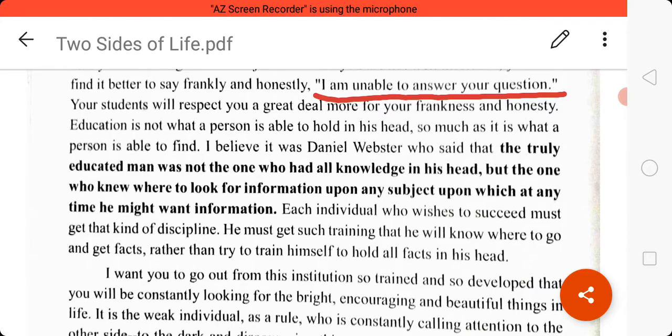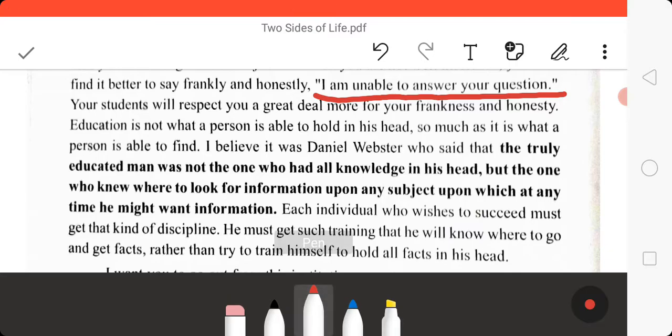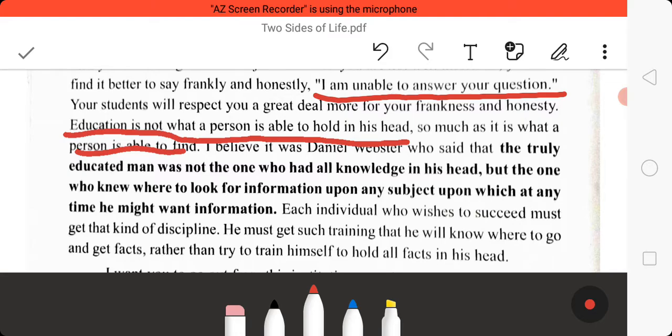Education is not what a person is able to hold in his head so much as it is what a person is able to find. So what he is telling, he is elaborating on education. Education is not what a person is able to hold in his head. It is not just putting whatever you learned all these years into your head, but what a person is able to find. So here the person should find what education is, not just remember the topics which teachers told you in the class. You should research the topics. You should find what education actually is.